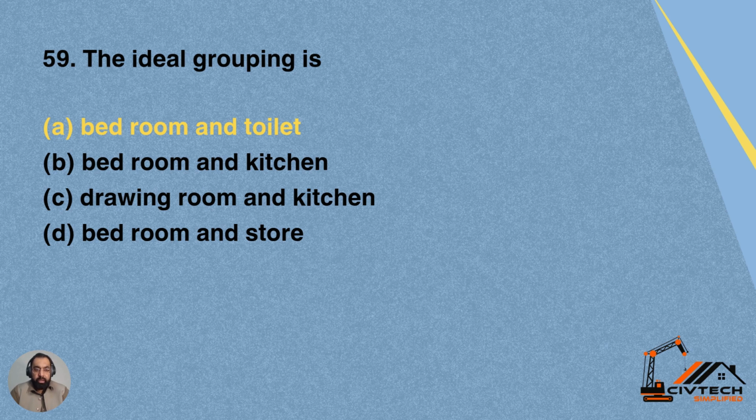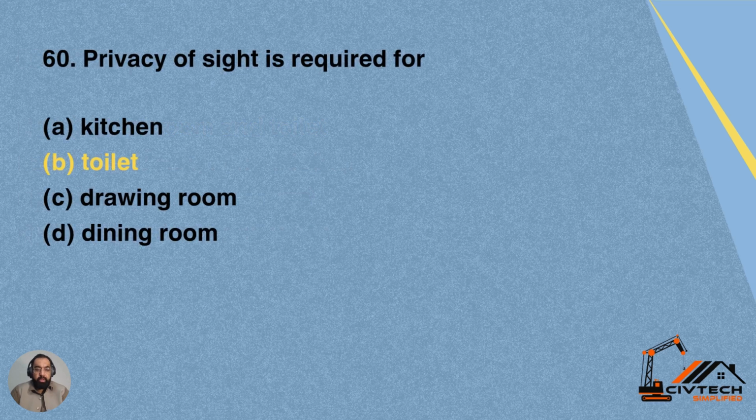We prefer a bedroom along with an attached toilet, but a bedroom with an attached kitchen is not preferred. The drawing room with an attached kitchen is also not preferred. In some cases it is given, but preferably it should not be. The bedroom with store is also not preferred. So option A is correct for this question, which is bedroom and toilet.